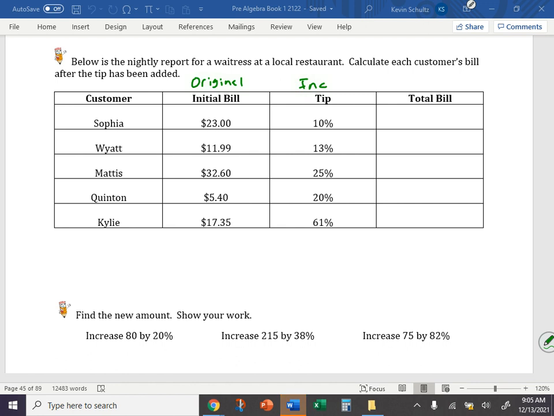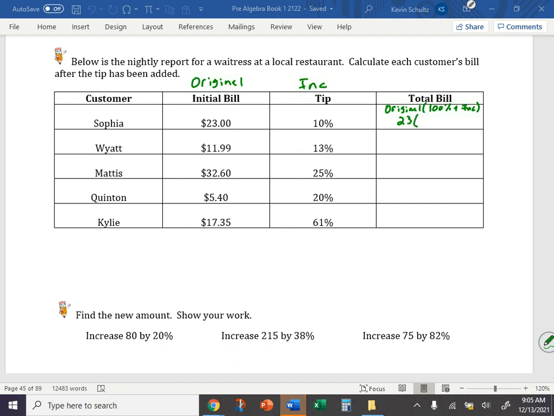Okay? Following so far? So for Sophia, sorry, this is before I knew you preferred Sophie. So for Sophie here, her original bill is $23, the increase is 10%. So go to our formula. It was original times 100% plus the increase, right? The original amount is how much? 23. So we're going to start this with 23.